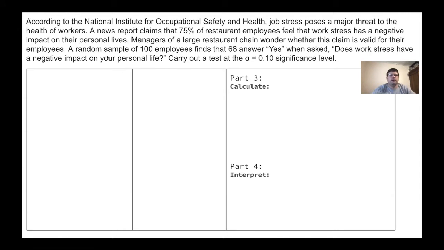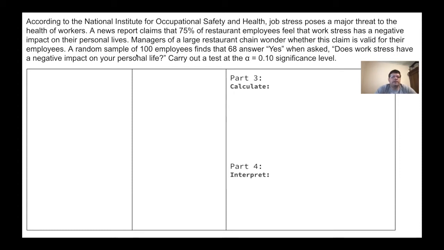So we have the National Institute of Occupational Safety and Health. Job stress poses a major threat to healthcare workers. That's probably very true right now. A news report claimed that 75% of restaurant employees feel that work stress has a negative impact on their personal lives. You don't maybe have that stressful of a job, but stress probably impacts your personal lives. I know it does, but it does change differently when you have money on the line too. Anyway, managers of a large restaurant wonder if this claim is valid for their employees.